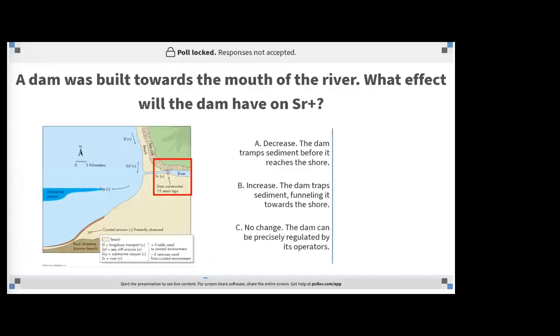Okay, so let's say we're looking at SR. That's our sediment from the river. And let's say we build a dam right at the mouth of that river. What effect is it going to have on that sediment coming from the river? Increase, decrease, or no change in the sediment?